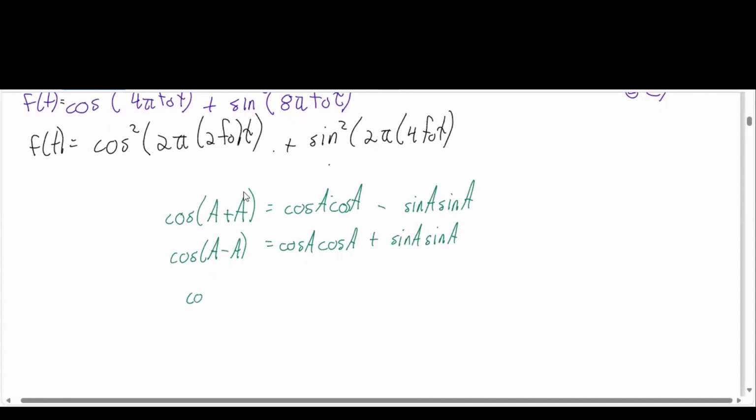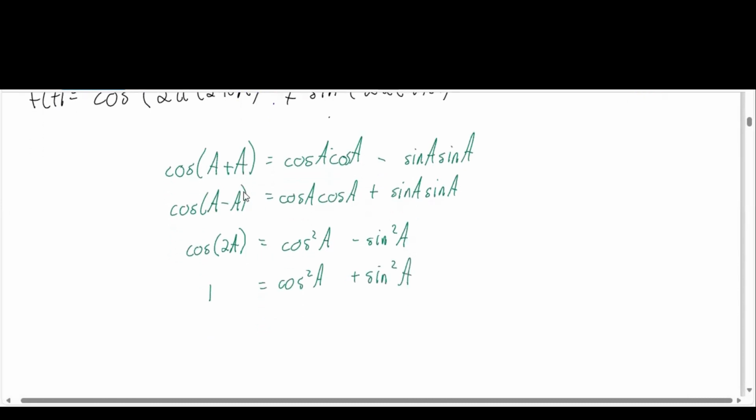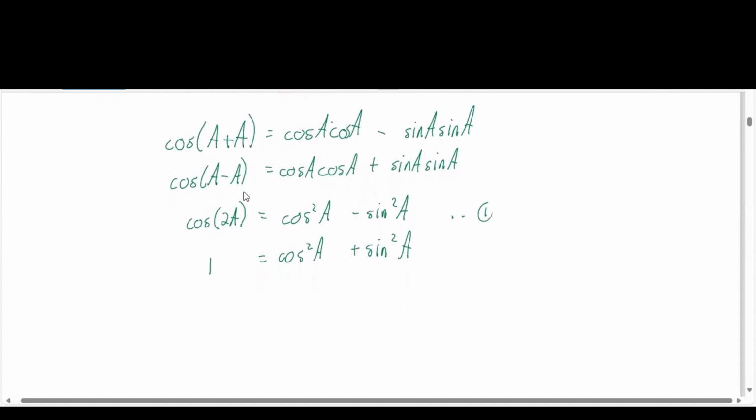So this will be cos of 2A, which is equal to cos squared A minus sine squared A, as A minus A is 0. And cos of 0 is 1, which is equal to cos squared A plus sine squared A. So we have these two equations here, and we could use them to get rid of our sine square and our cos square. That's very cool to remember.